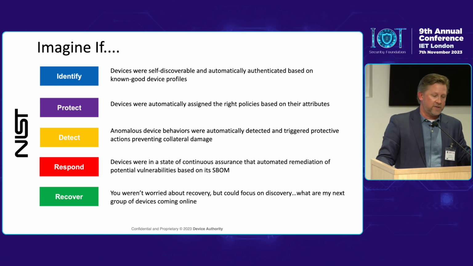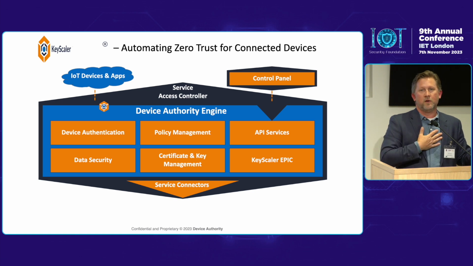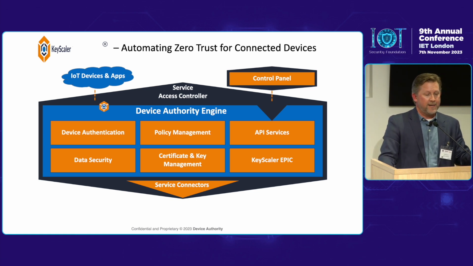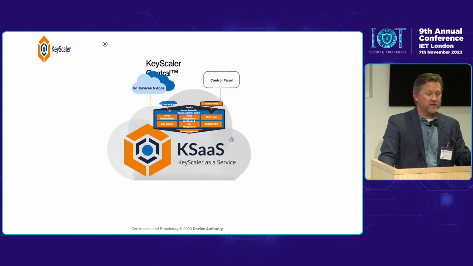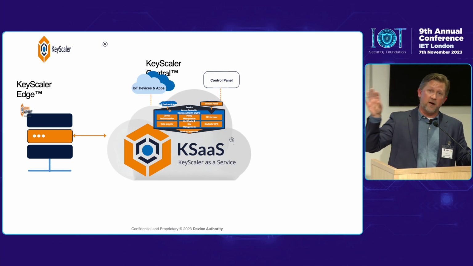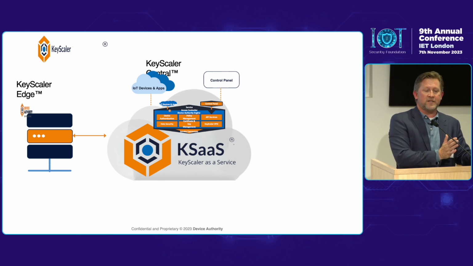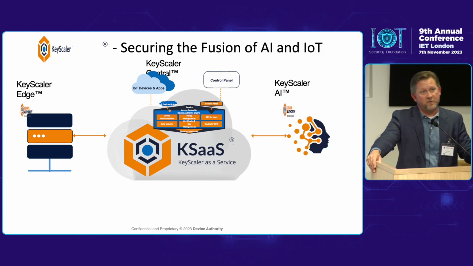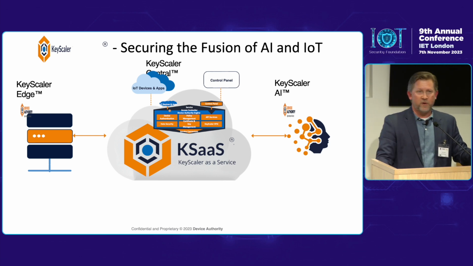And so, Device Authority, through our KeyScaler platform, we've been providing these automated technologies for zero trust since 2015. And last year, right around this time, we actually released two new iterations of our platform. One is our enterprise SaaS version of KeyScaler called KSaaS, along with KeyScaler Edge that takes that automated zero trust capability and pushes it out to edge environments. Today, for this conference, we're excited to announce a preview of KeyScaler AI, which press release just went out today. We're really excited to announce this.